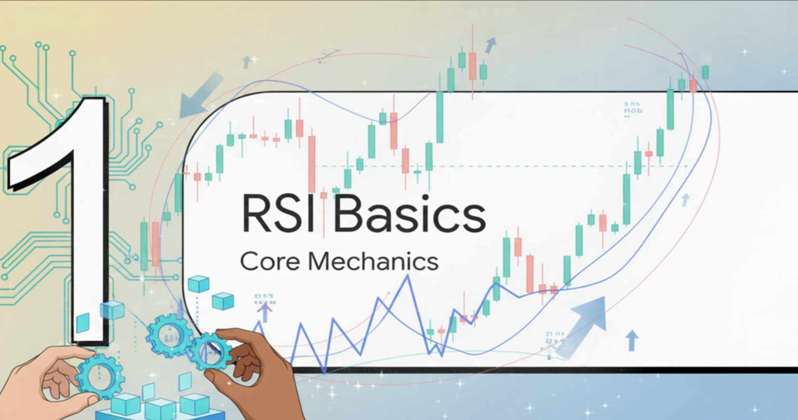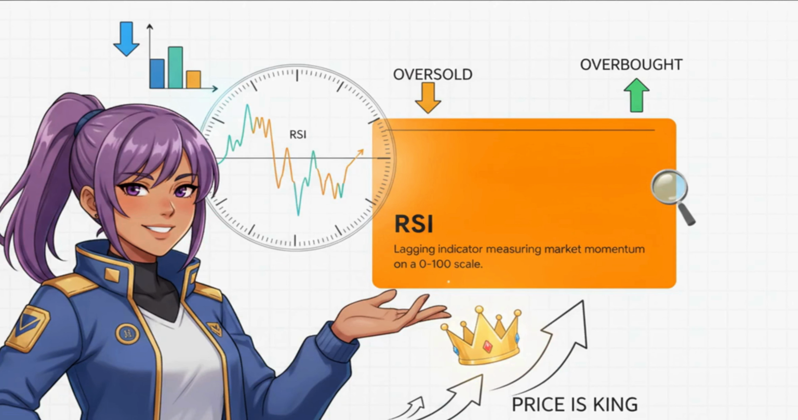Section 1. RSI Basics and Core Mechanics. First things first. The RSI is fundamentally a lagging indicator. It doesn't predict the future, it's just trailing behind price action to give us a mathematical snapshot of market momentum. It's constantly oscillating on a fixed scale from 0 up to 100. So when an asset drops sharply, the RSI tanks with it, signaling it might be oversold. And when the price spikes, the RSI climbs near 100, meaning it might be overbought.